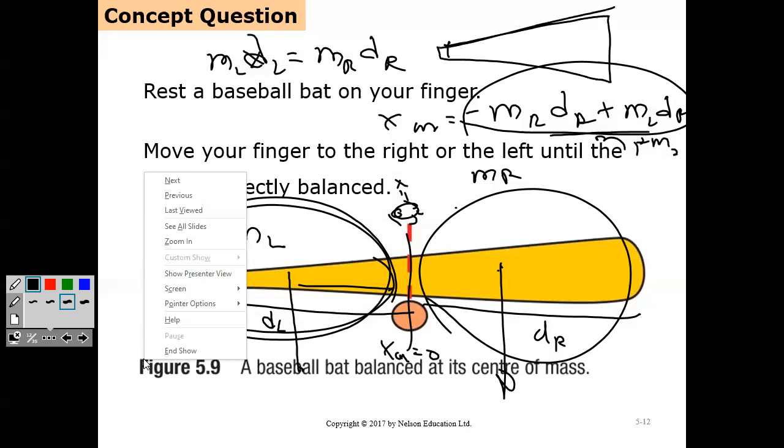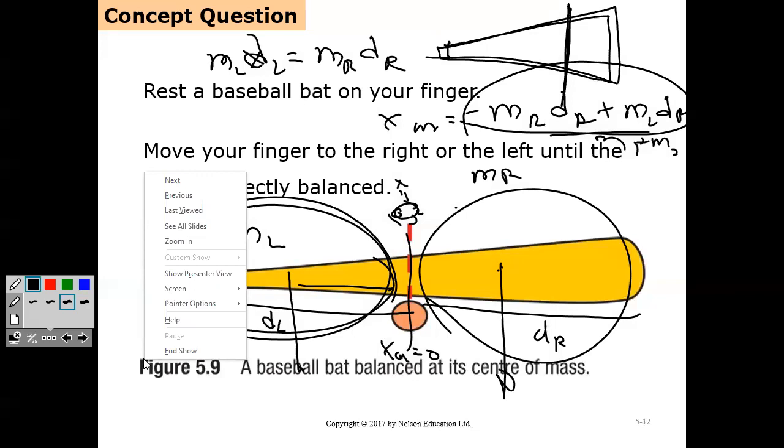Let me draw it like this. When you balance, it will be balancing somewhere close to this. It doesn't mean this mass is equal to that mass. It only means this mass multiplied by this length is equal to this mass multiplied by that length. It follows from the definition of the center of mass, but I don't want to spend too much time on it.